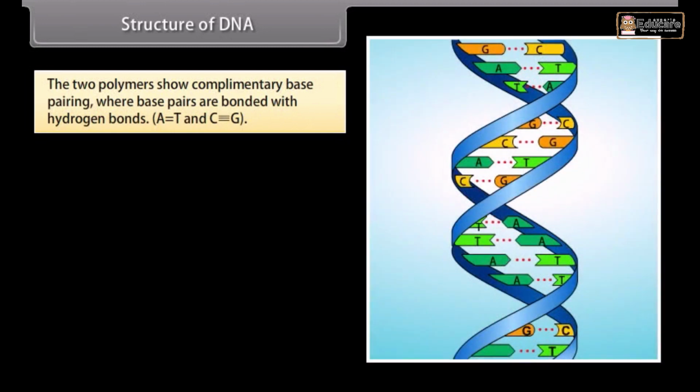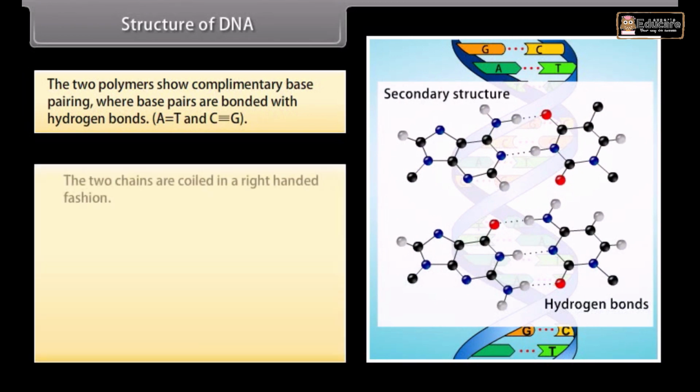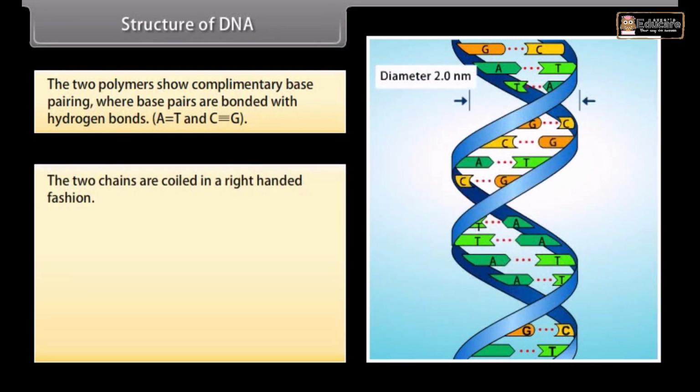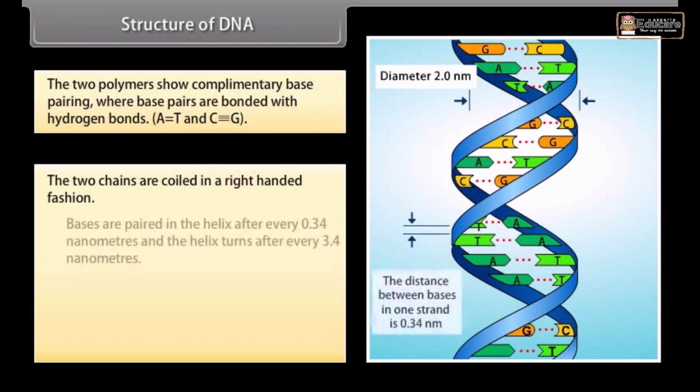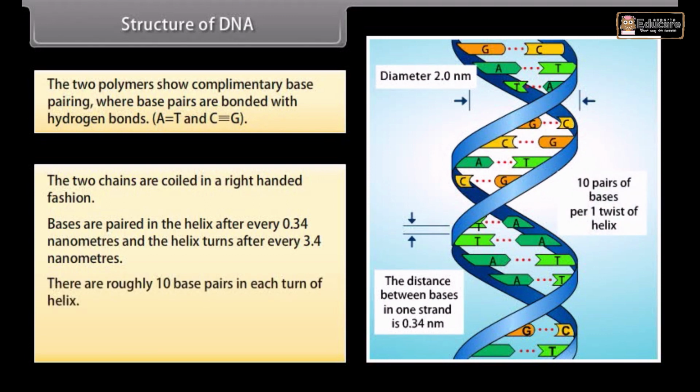The 2 polymers show complementary base pairing, where base pairs are bonded with hydrogen bonds. The 2 chains are coiled in a right-handed fashion. Bases are paired in the helix after every 0.34 nanometers and the helix turns after every 3.4 nanometers. There are roughly 10 base pairs in each turn of the helix. The plane of one base pair stacks over the other in the double helix.